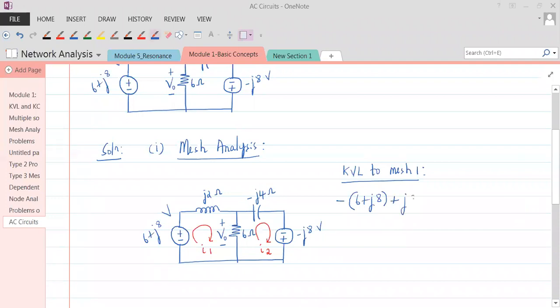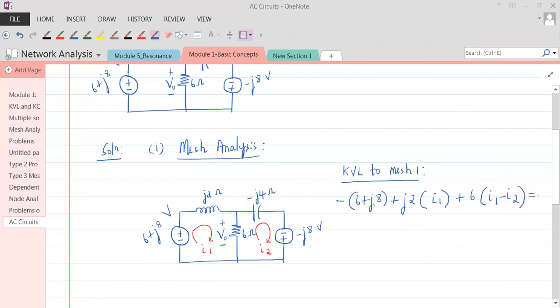I hope everybody is watching this. Plus J2 is the inductive reactance. J2 ohms is the inductive reactance. How many currents are flowing? Just one current is flowing, so it is J2 into I1, plus 6. How many currents are flowing? Two currents: I1 minus I2.